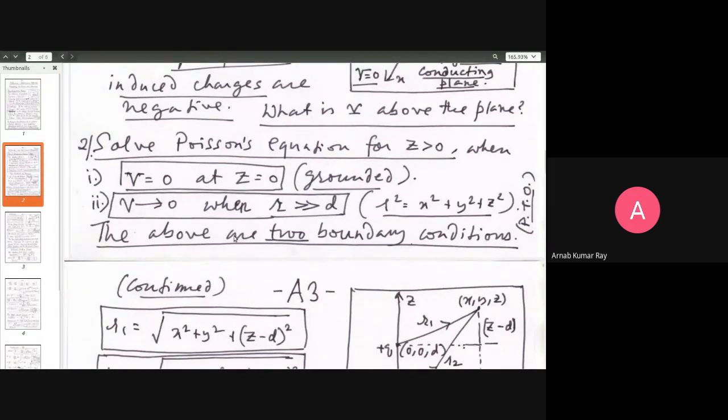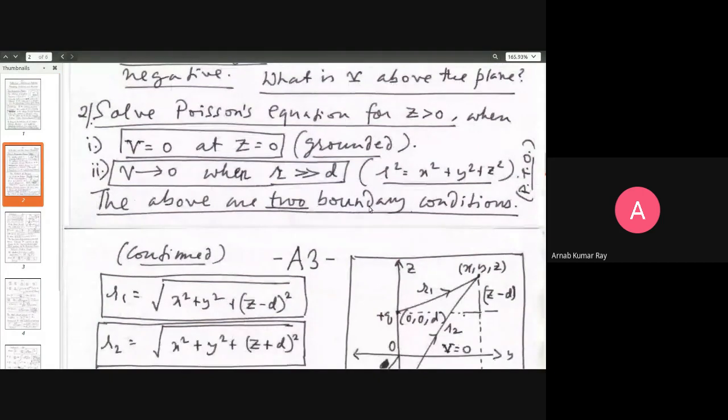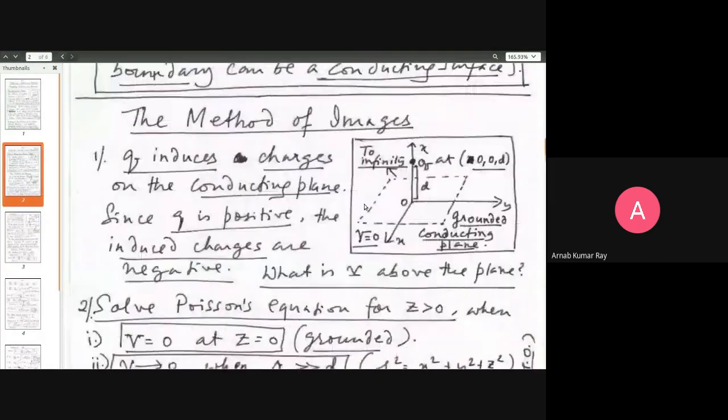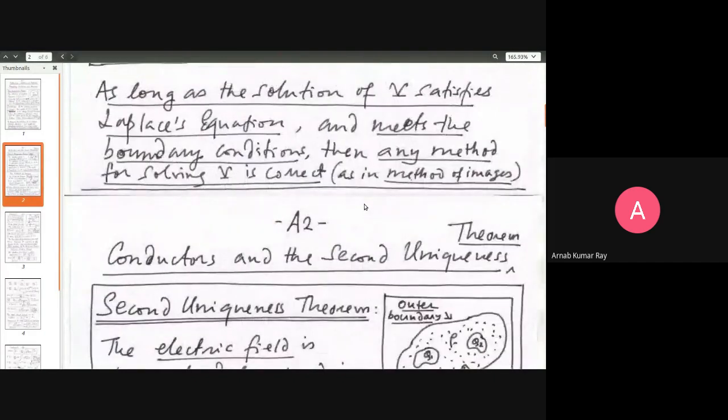Okay, so these are the two boundary conditions within which you shall have to operate. Now, what did I write earlier? As long as the solution of V satisfies Laplace's equation or Poisson's equation, whatever, and meets the boundary conditions, then any method for solving V is correct. You try to follow this logic now.